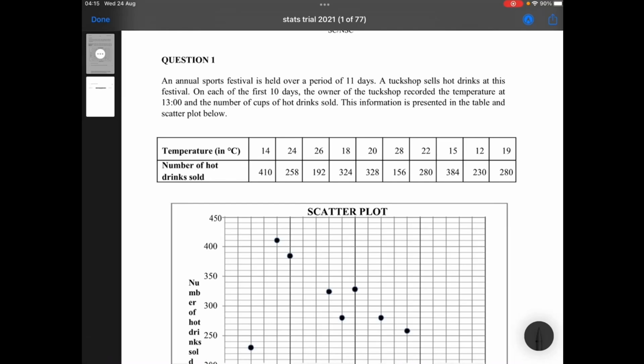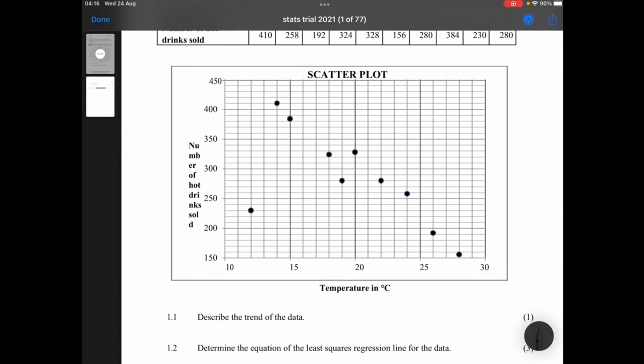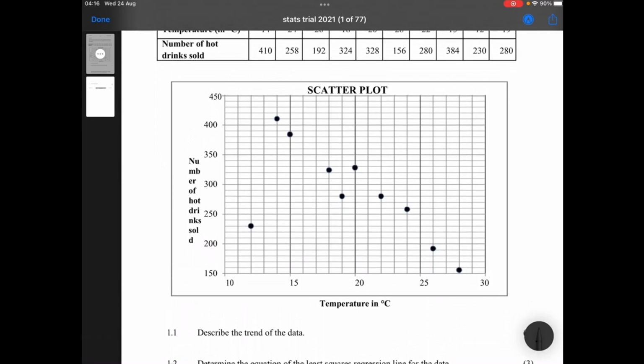We have the temperature for the 10 days from 14, 24, 26, so on until 19 on the last day. And then the number of hot drinks: 410, 258, to 280 on the last day. And then we have our scatter plot. And then 1.1 says describe the data.